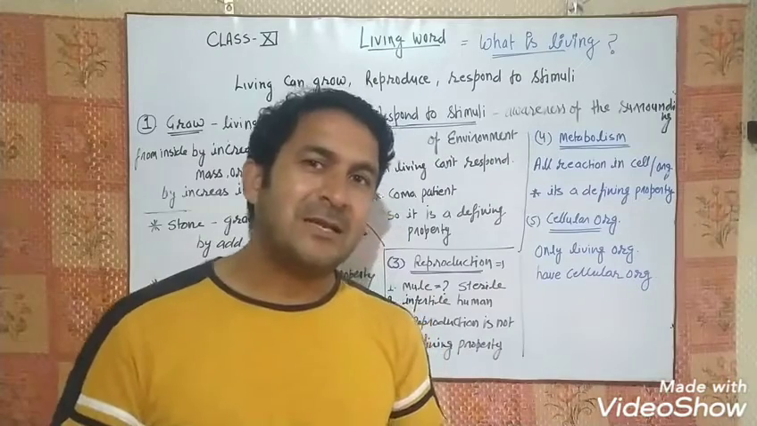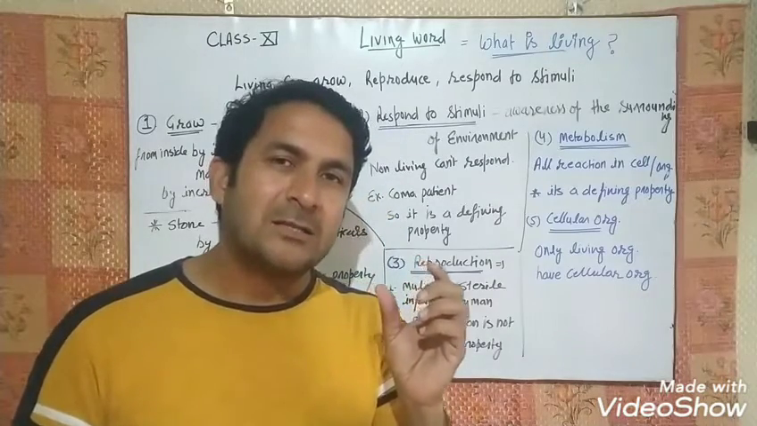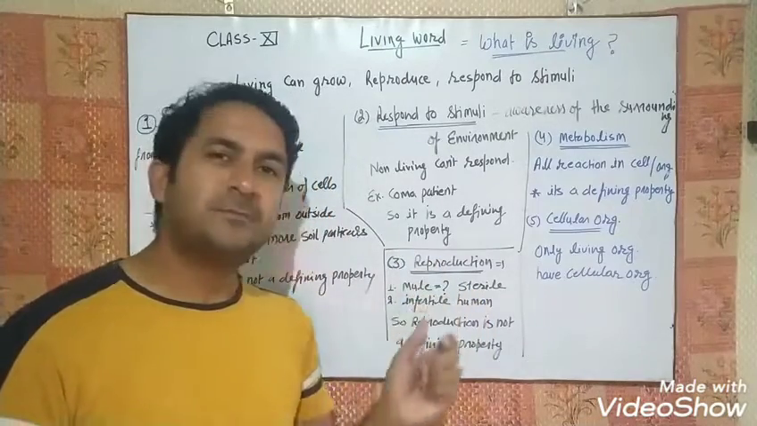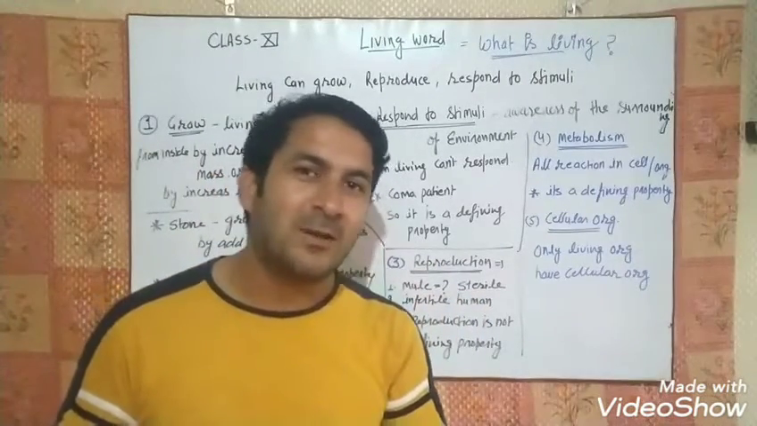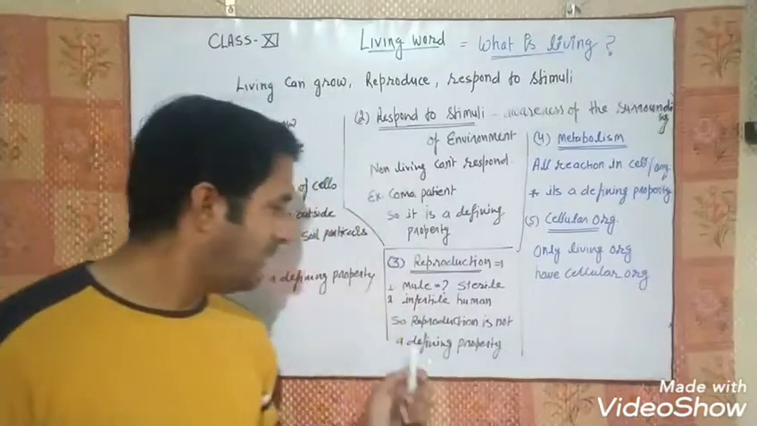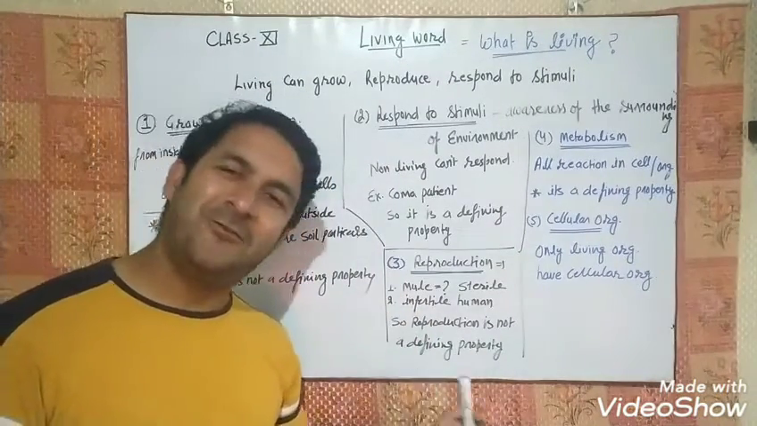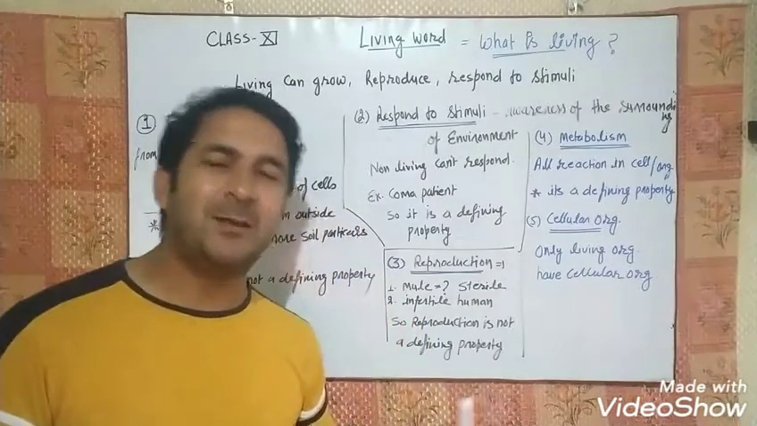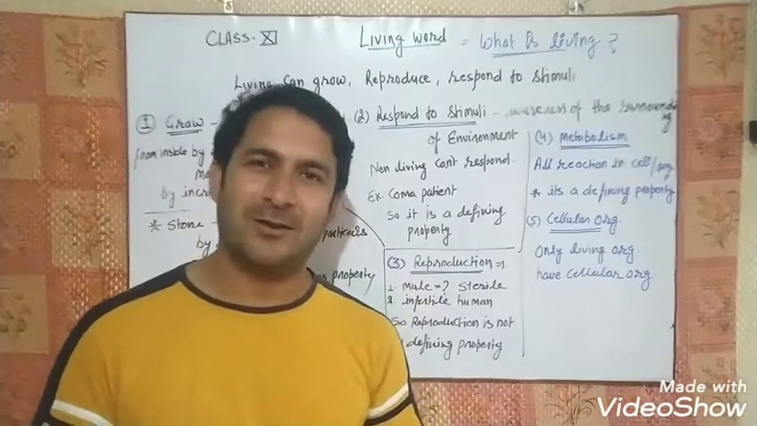So that means the infertile human and the mule are also living organisms, but they can't do reproduction. So reproduction is not the defining property of a living organism.